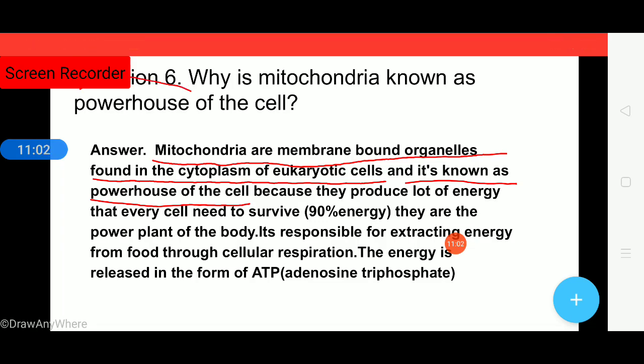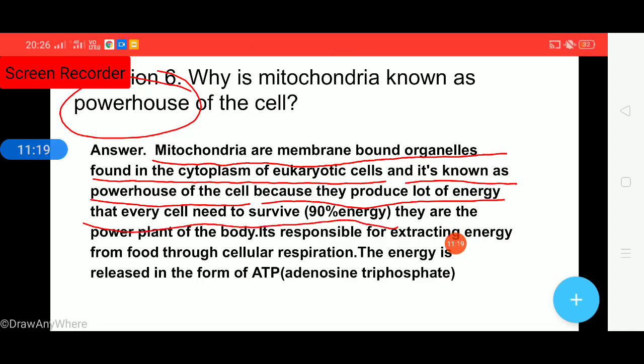So what does the word powerhouse mean? Powerhouse means having more strength or more power. So here in mitochondria, it has more energy. They produce a lot of energy that every cell needs to survive. They are the power plant of the body, and where does this energy come from?